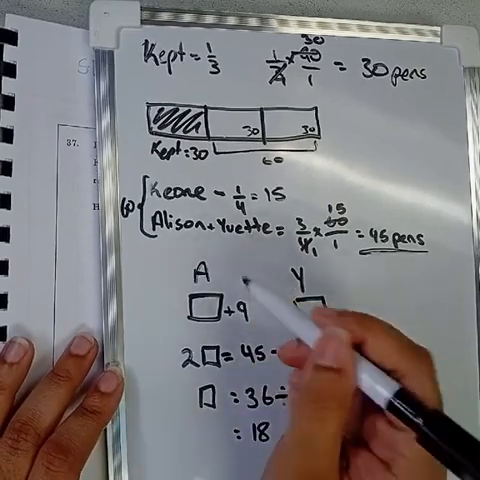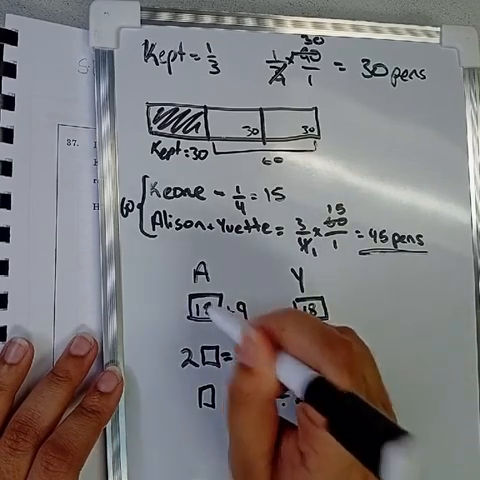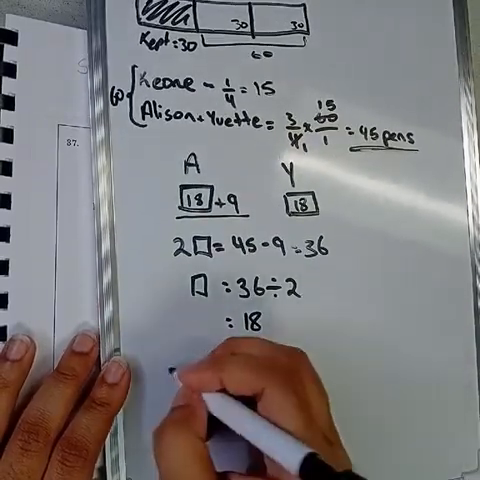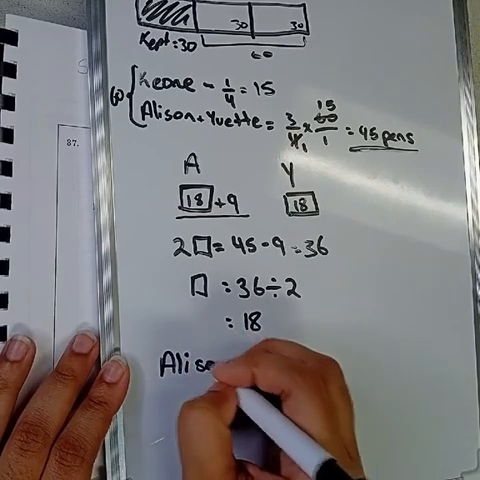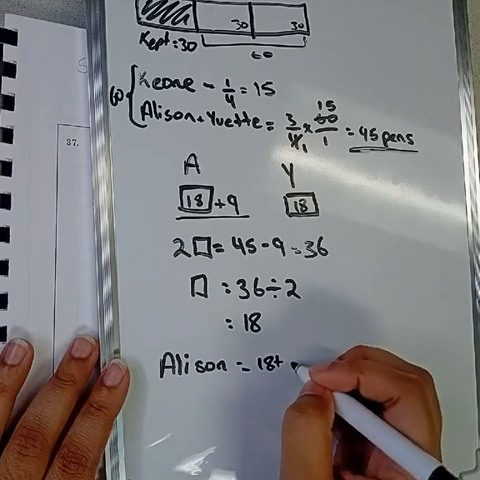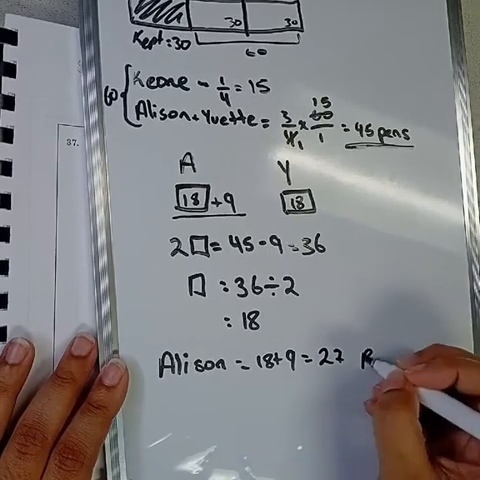Okay, now remember this, box is equal to 18. So Yvette is getting 18, right? Allison is getting 18 plus 9. So now we're going to find out for Allison. Allison is equal to 18 add 9, and we will get 27 pence.